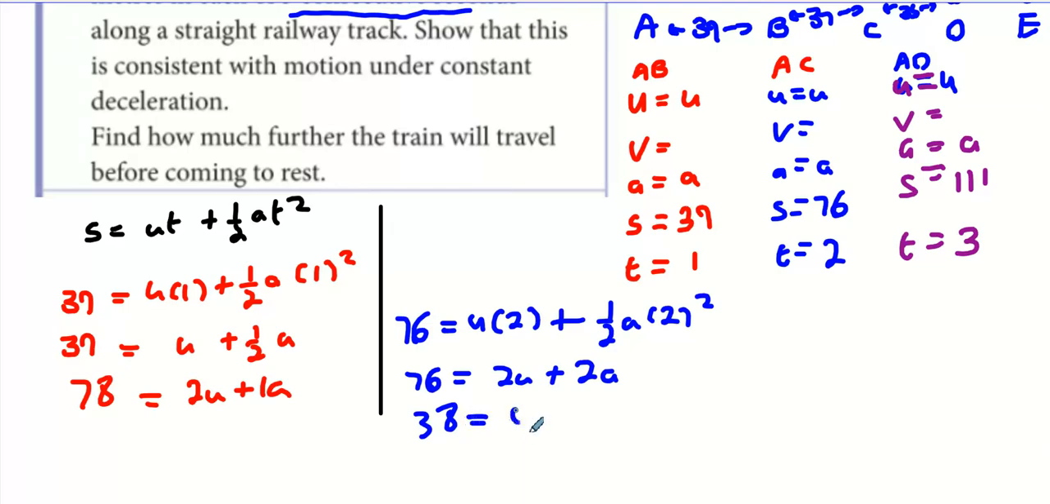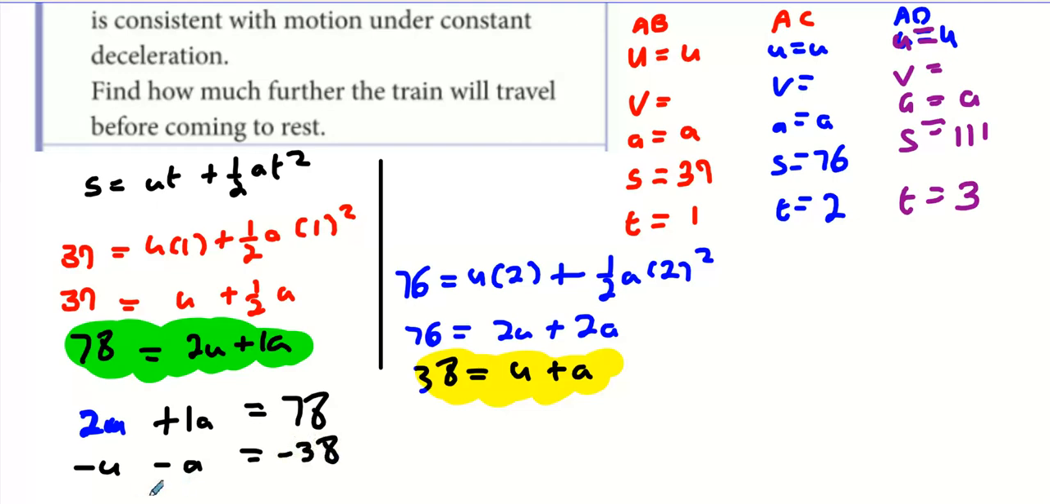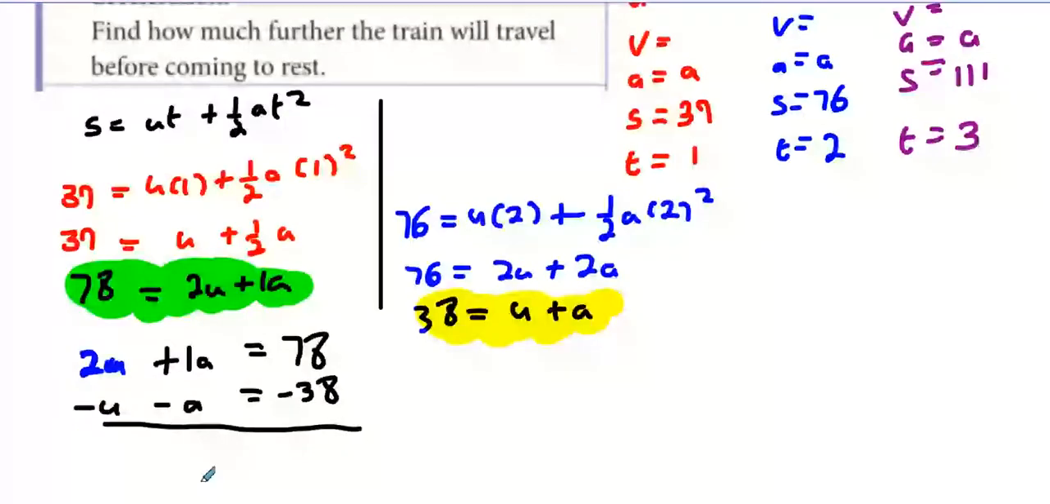38 equals u plus a. All right, I'm going to do the green equation, take away the yellow equation, okay? So you're going to multiply the yellow one by -1. So it's going to be 2u, so I keep black here, 2u plus 1a equals 78, and then it's going to be minus u minus a equals minus 38, and then we're going to have a u value of 40.